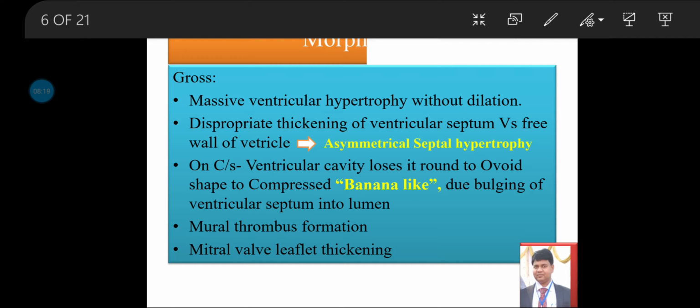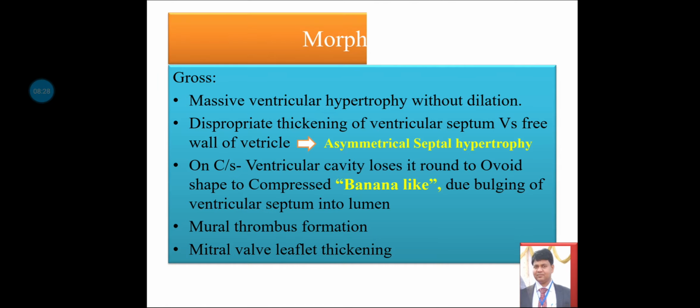Apart from this, there may be presence of mural thrombus in the ventricles or atrium, and mitral valve leaflet thickening is also there. So these are a few gross changes by which we can diagnose the condition.